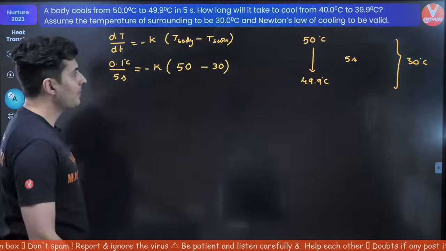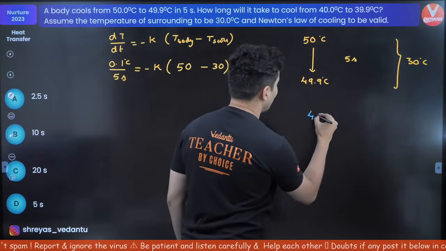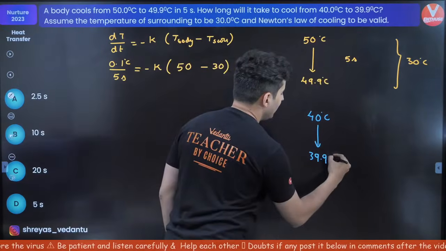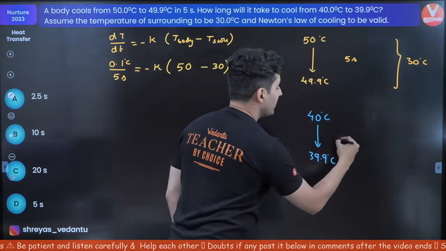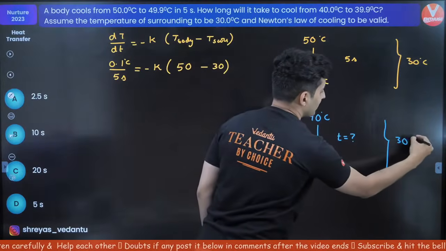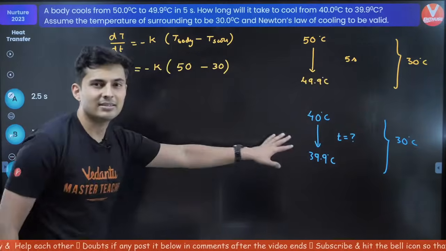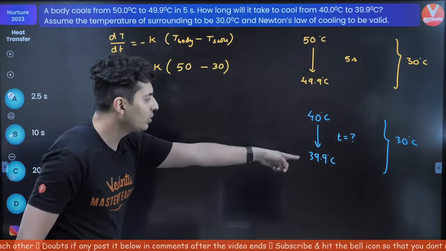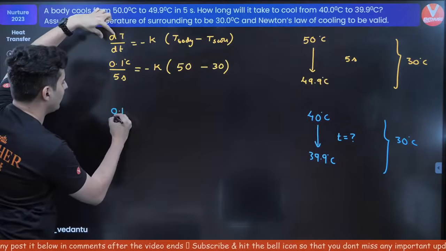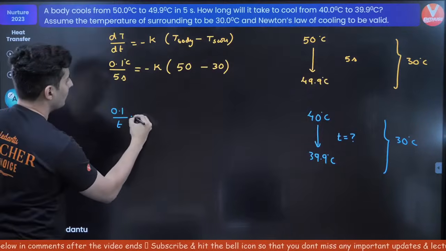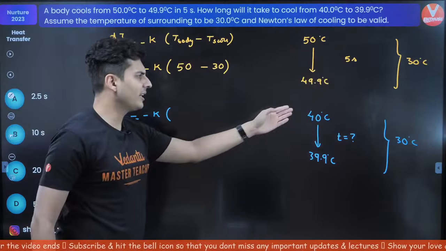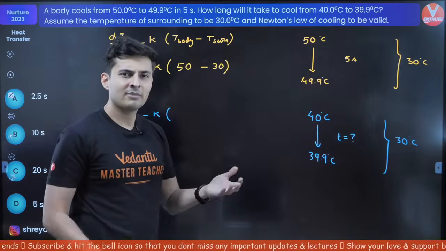Second time, when the temperature comes down from 40 degrees Celsius to 39.9 degrees Celsius, the question is how much time does it take? This time also the surrounding temperature was 30 degrees Celsius. Just write the same equation. 40 to 39.9, how much is the change in temperature? It's 0.1. How much time? I don't know. Is equal to minus k into body temperature. Should I take it as 40 or 39.9? Take it as 40.